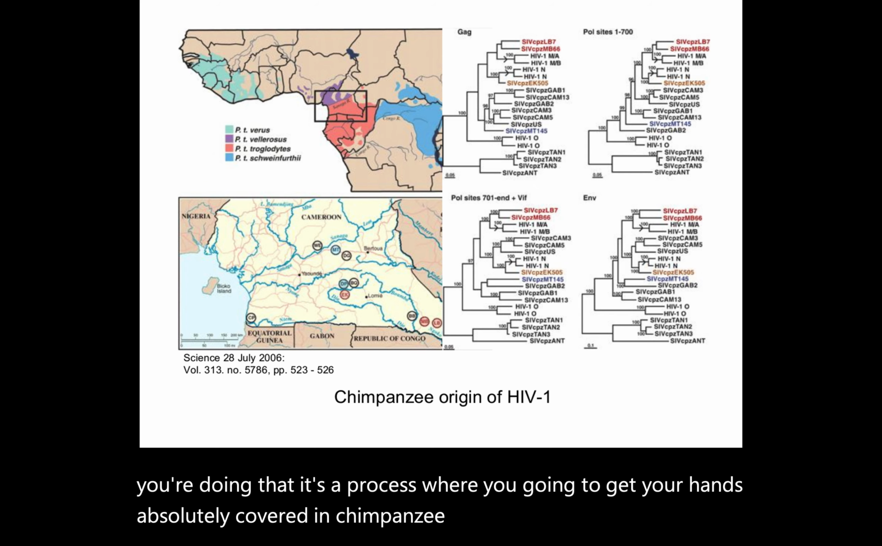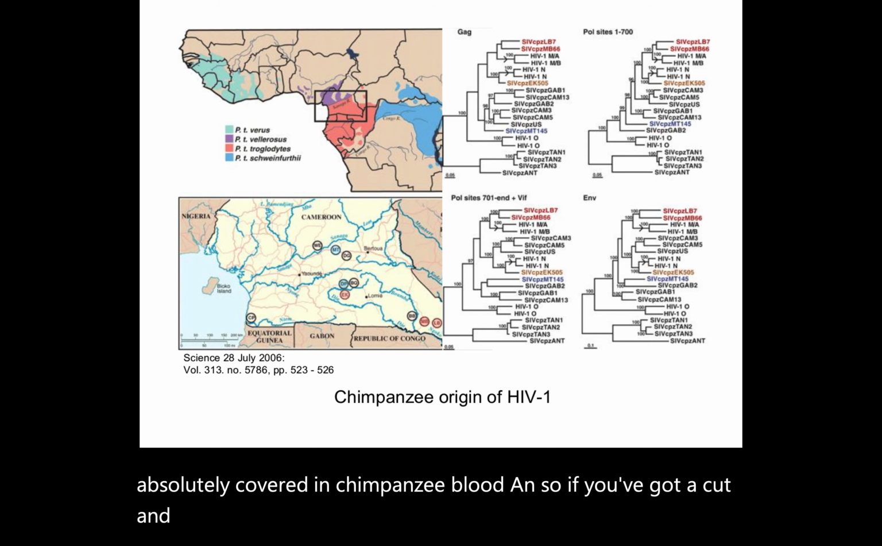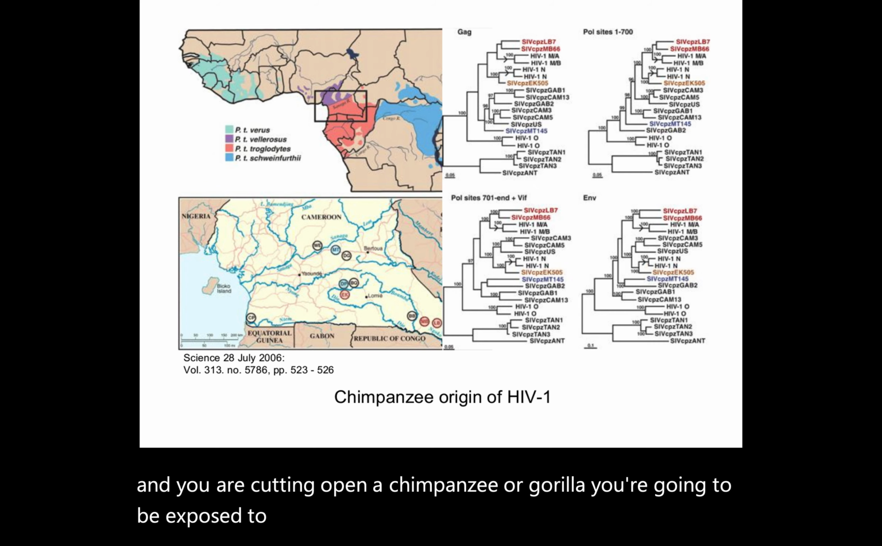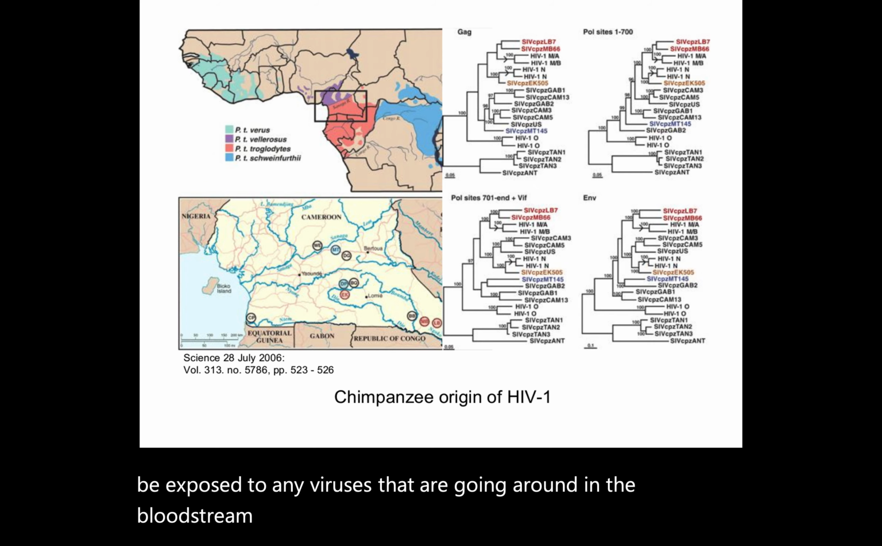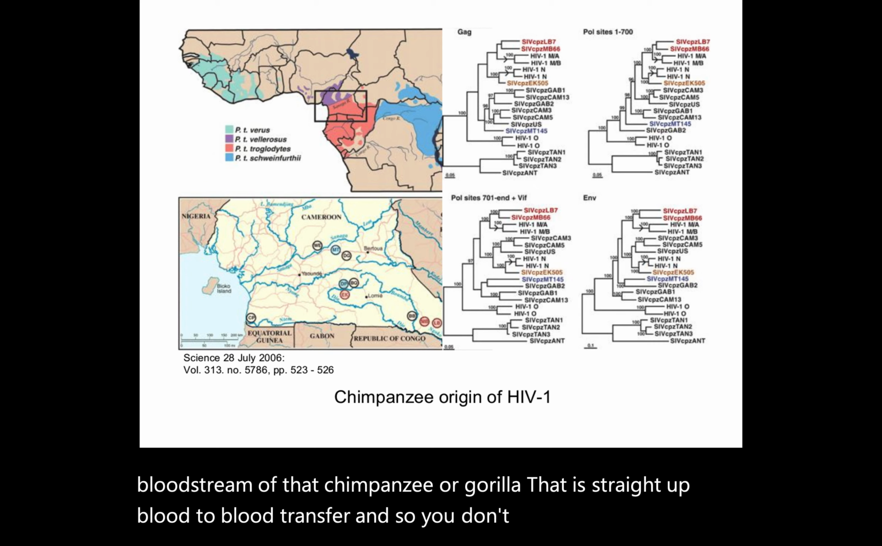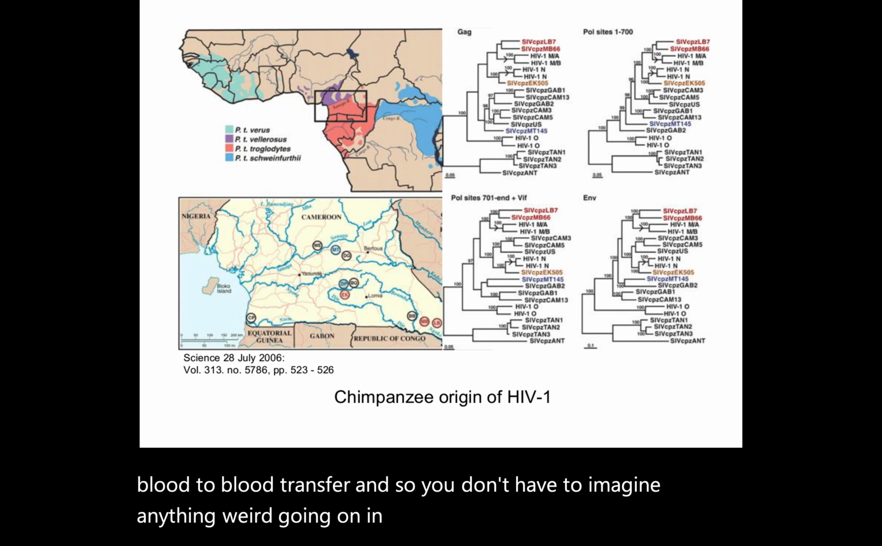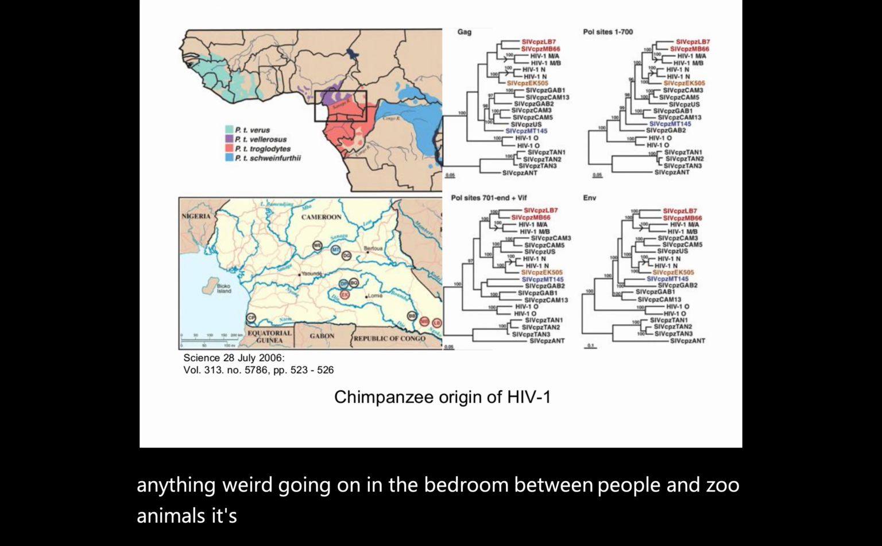And so if you've got a cut and you are cutting open a chimpanzee or a gorilla, you're going to be exposed to any viruses that are going around in the bloodstream of that chimpanzee or gorilla. That is straight up blood to blood transfer. And so you don't have to imagine anything weird going on in the bedroom between people and zoo animals. It's almost certainly hunting that led to HIV.